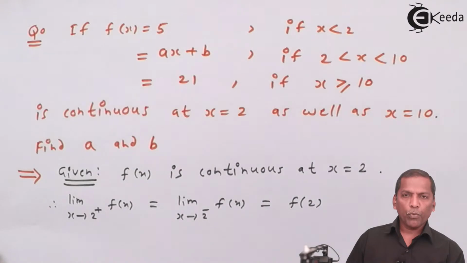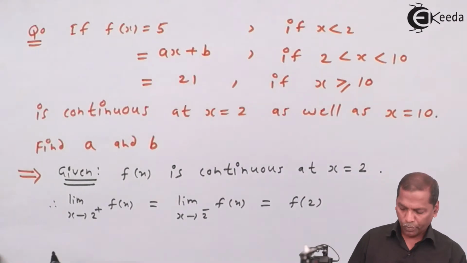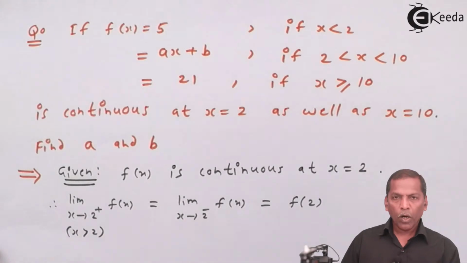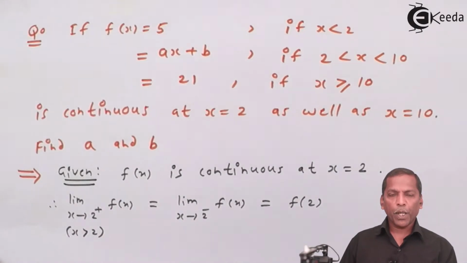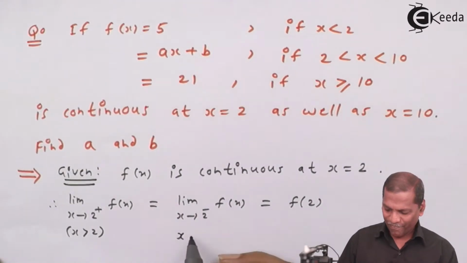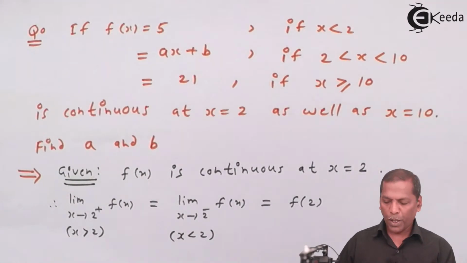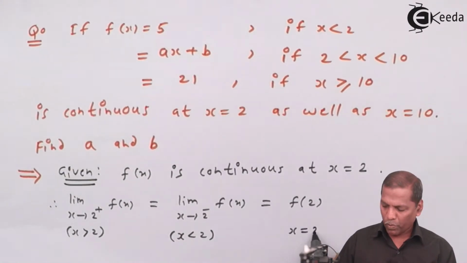Now x tends to 2 plus means the right hand limit, that is x should be greater than 2. X tends to 2 minus means the left hand limit, and that is x should be less than 2. And f of 2 means x equal to 2.